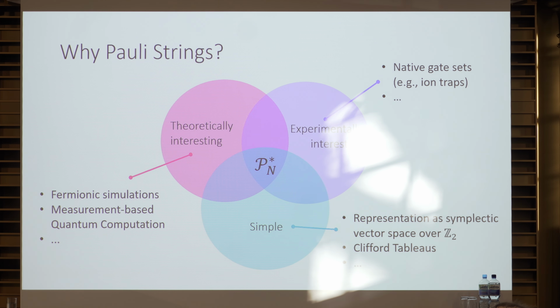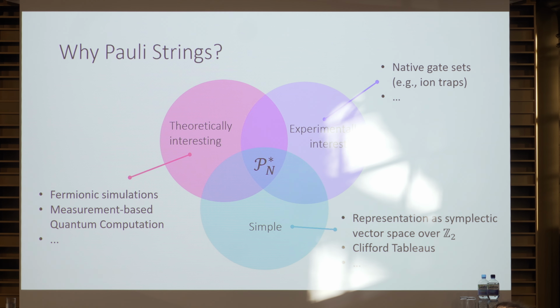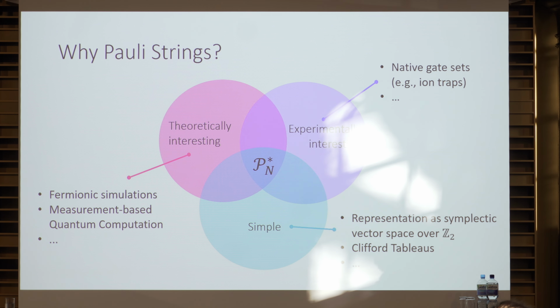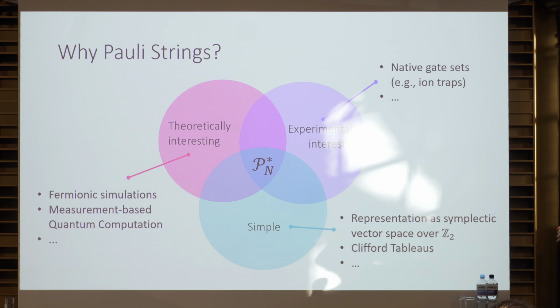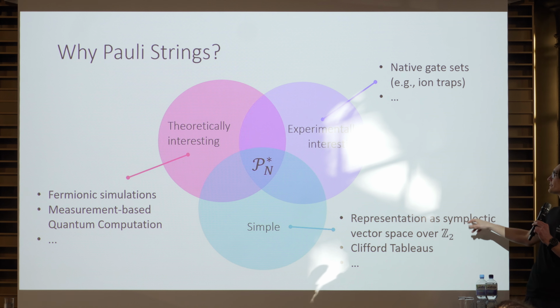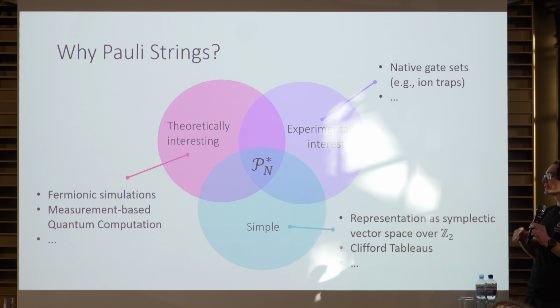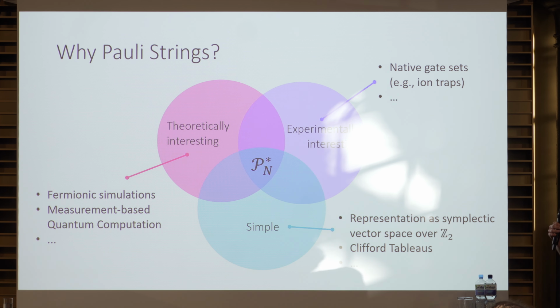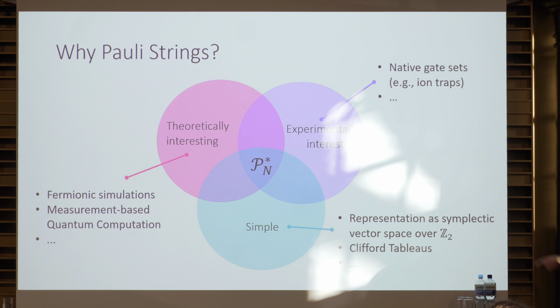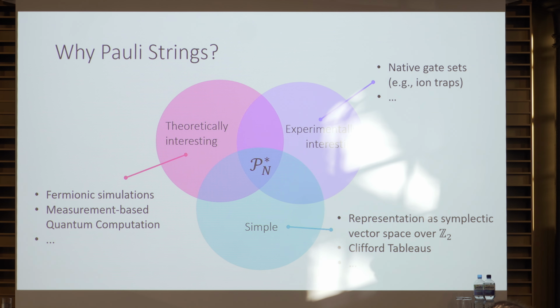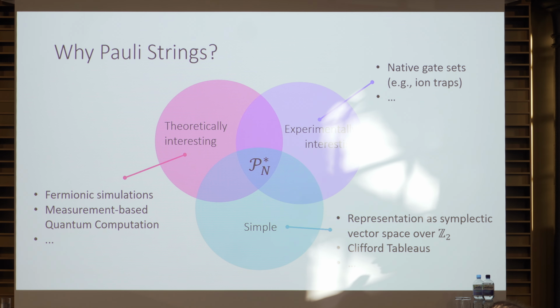I'm no mathematician. I don't come from quantum control theory or whatever, so I need something that is easy to work with. What makes them so simple is that they have a very nice representation over the binary fields. There's a representation over binary fields of n Pauli strings that is 2n dimensional. And there's the Clifford tableaus and many other things. Okay, now we can move to the results.